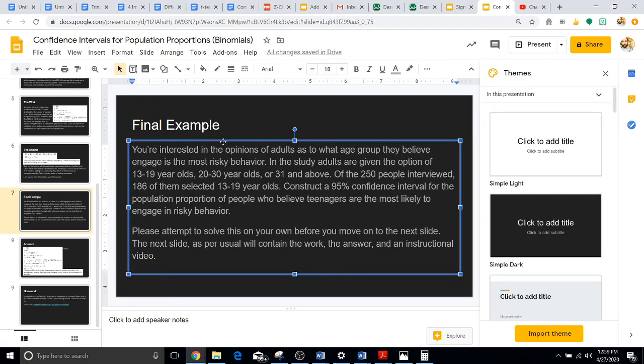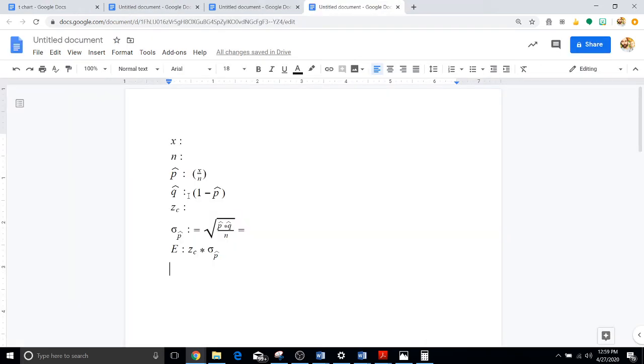So our number of successes is 186 because 186 people said teenagers engage in the most risky behavior. So 186 of 250, this is our n, and this is our x. Let's add them. So x was, I believe, 186, n was 250, which means we could find our p hat by taking the top number and dividing it by the second number. Let's see that now.